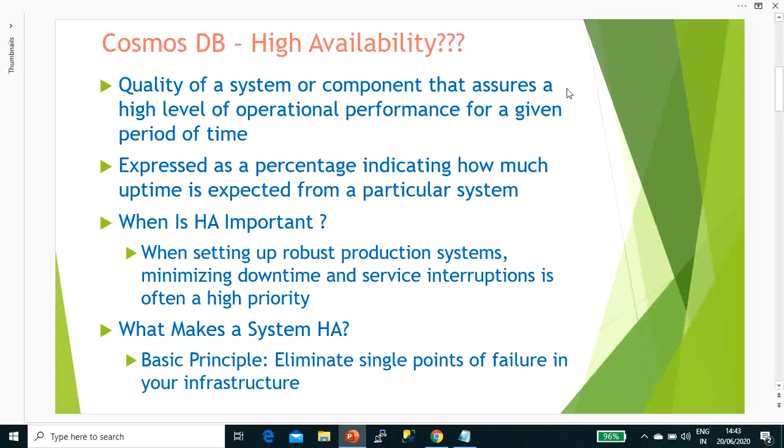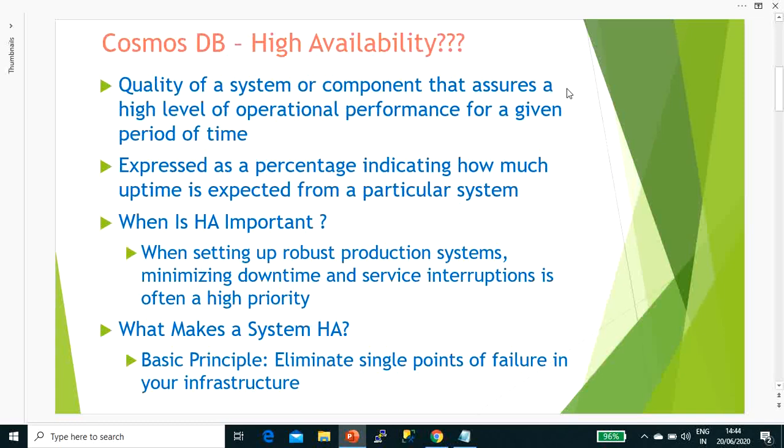That means you might have seen in certain cases, certain services wherein the particular service is highly available, like the availability is 99.99% or 99%, 98%, and so on. So this high availability is basically expressed as a percentage, indicating how much uptime is expected from a particular system.